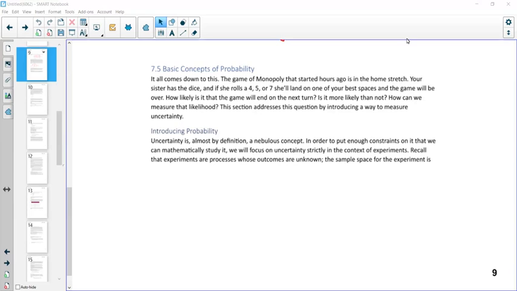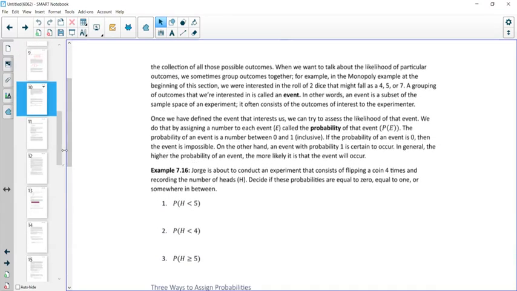Well, this section addresses the question by introducing a way to measure uncertainty. Now, introducing probability. Uncertainty is also, by definition, a nebulous concept. In order to put enough constraints on it that we can mathematically study it, we will focus on uncertainty strictly in the context of experiments. Call it experiments or processes whose outcomes are unknown. The sample space for an experiment is a collection of possible outcomes.